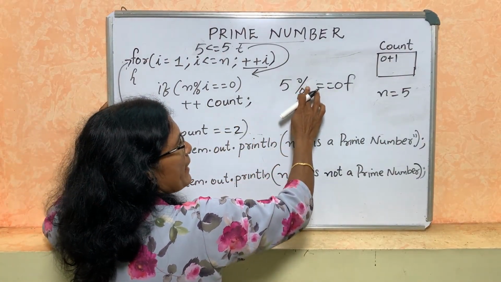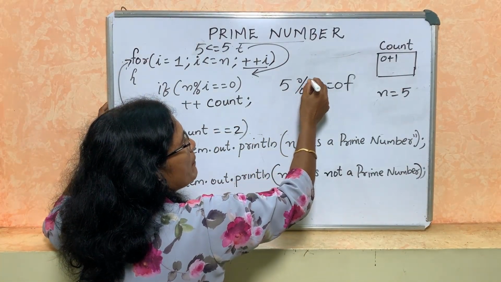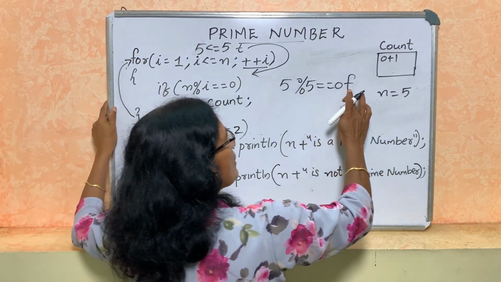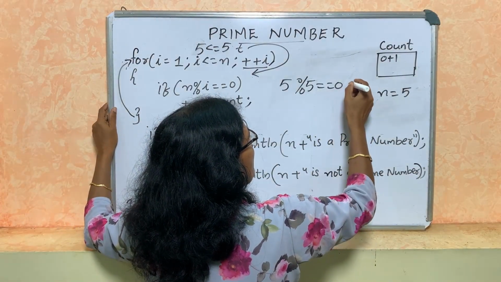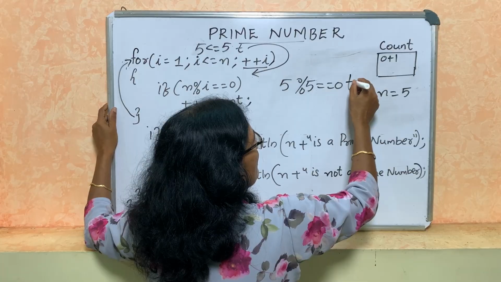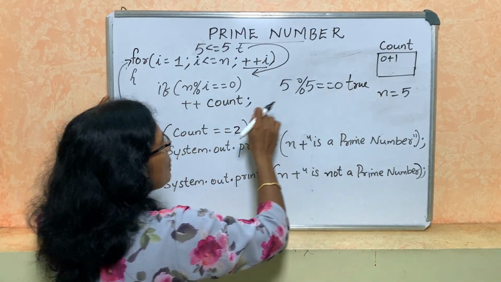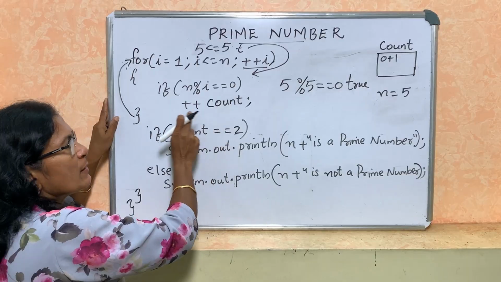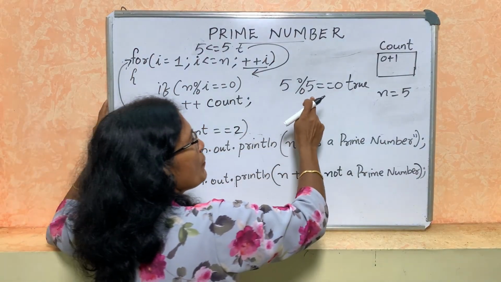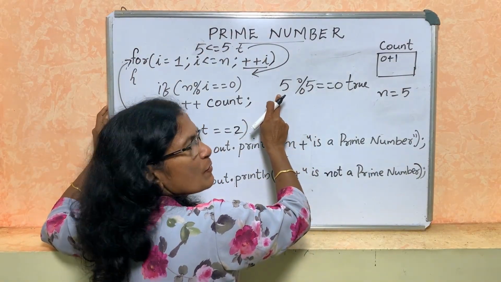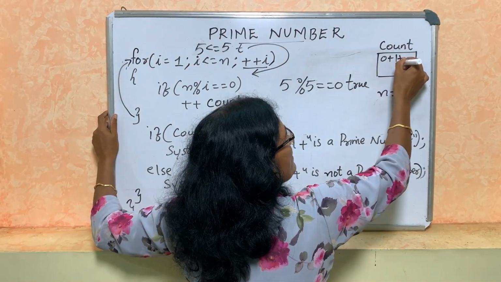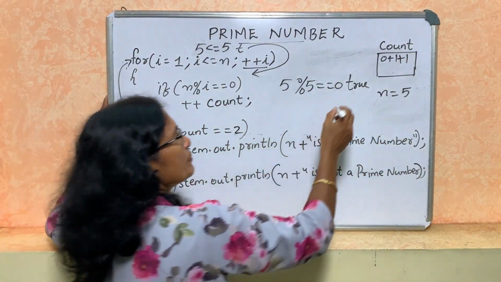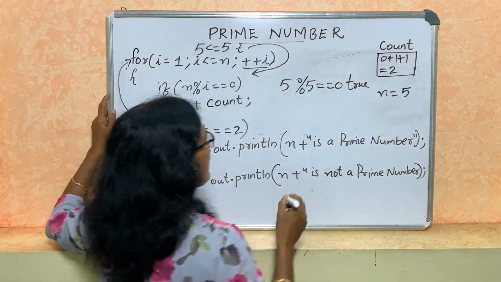At this point, 5 will be divided by 5. 5 modulus 5 is equal to 0. Yes, 5 is completely divisible by 5. The condition is evaluated to true, so the statement given after the if clause will be executed: plus plus count. 5 is a factor of 5, so count is incremented by 1. The current value of count is 2.